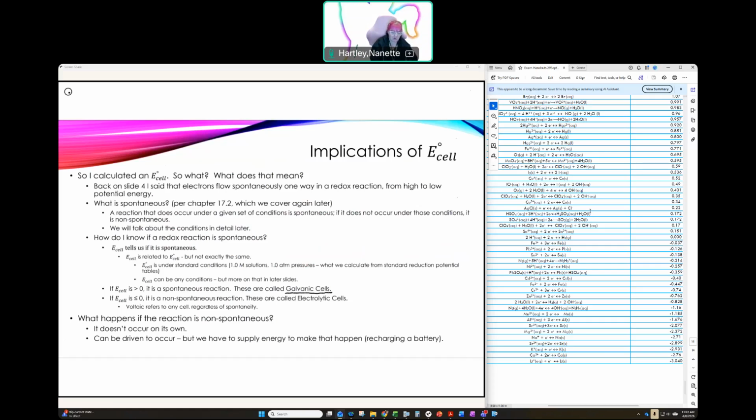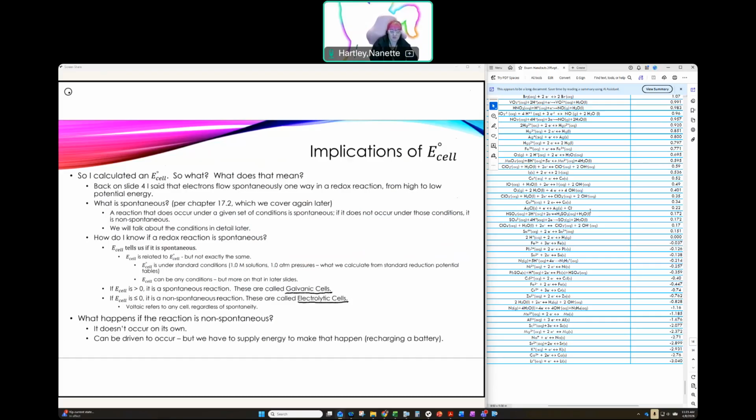It's not important how it was derived, at least unless you want to go figure it out. But that's what we call the spontaneous cells. If E naught cell is less than or equal to 0, then it's a non-spontaneous reaction. Now, if it's less than 0, we can do it in the reverse direction, and that's called an electrolytic cell. Meaning I need to apply energy to make this happen. So Voltaic refers to any cell regardless of spontaneity. Galvanic cells are the spontaneous ones, electrolytic cells are the non-spontaneous ones.